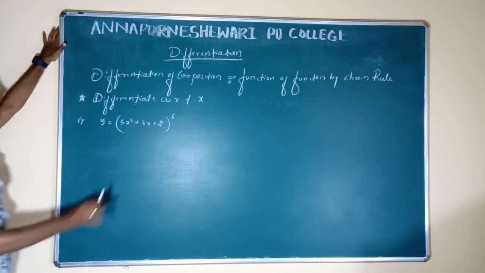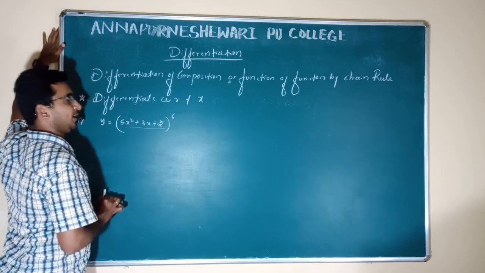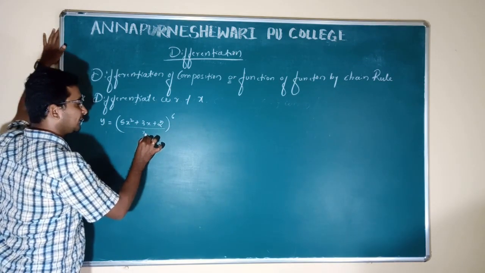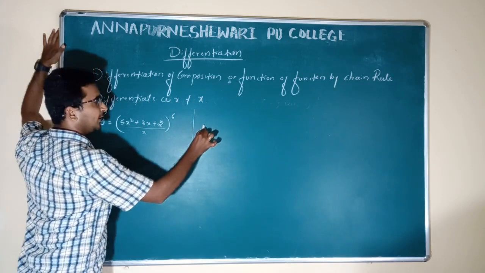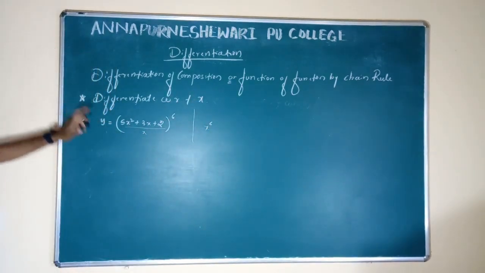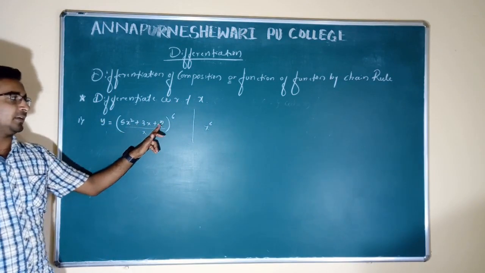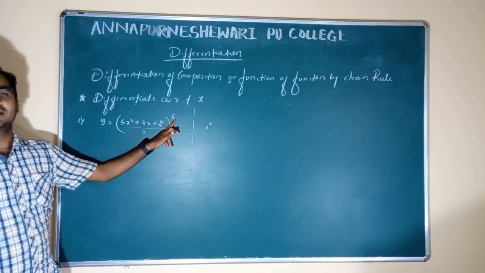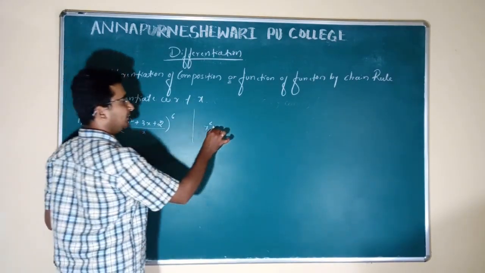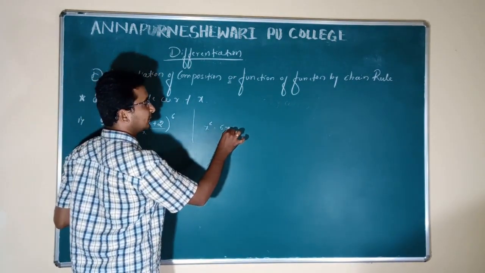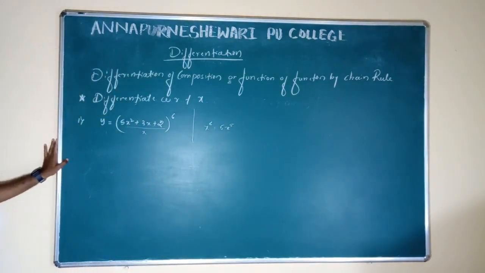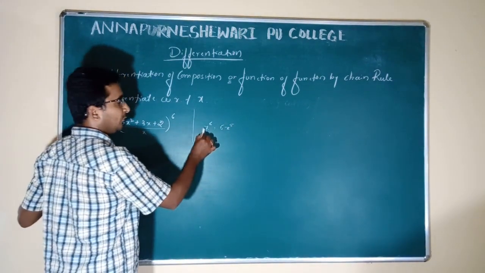Now what I will consider, this 5x square plus 3x plus 2, I will consider as x. Now it is x raised to 6. Now I consider this 5x square plus 3x plus 2 whole raised to 6 in the form of x raised to 6. What is the differentiation of x raised to 6? 6x raised to 5. Now what have I done?